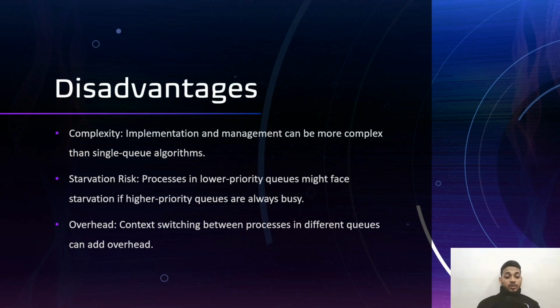Disadvantages: complexity. Implementation and management can be more complex than single queue algorithms. Starvation risk. Processes in lower priority queues might face starvation if higher priority queues are always busy. Overhead. Context switching between processes in different queues can add overhead.